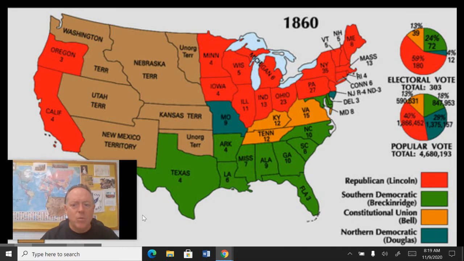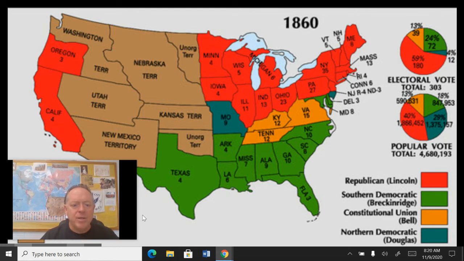Lincoln easily won the Republican nomination, which was held in Chicago in the great state of Illinois that year. And then finally, in a hope to preserve the Union, a fourth party was formed, the Constitutional Union Party by John Bell, which was hoping to hold the Union together.